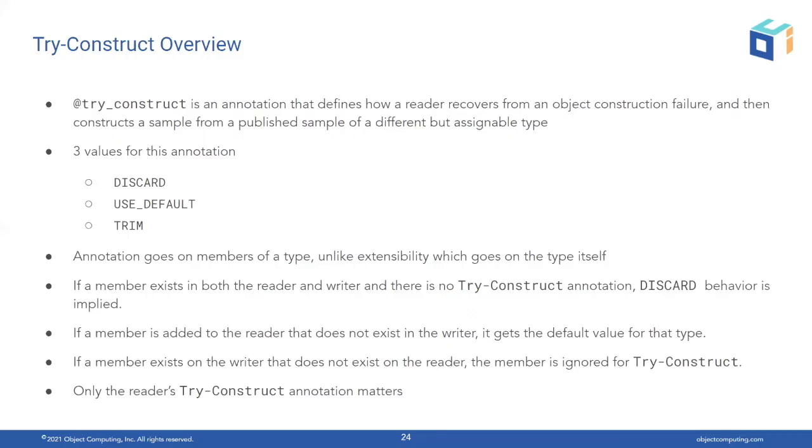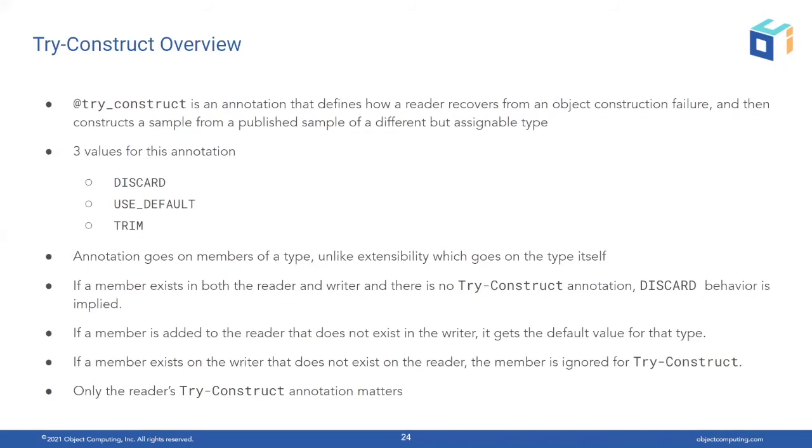As Fred said, I'm here to talk about track construct. And so track construct is an annotation that defines how a reader recovers from an object construction failure. And that will in essence happen when you have two different but assignable types communicating with each other. So there are three different values for this annotation: discard, use default, and trim.